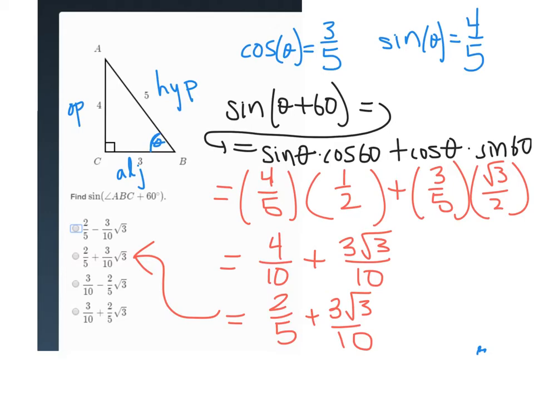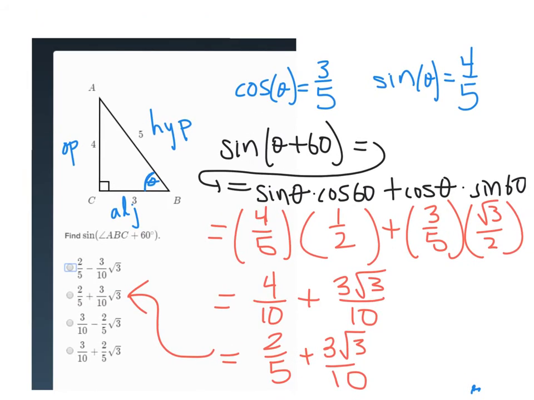So the first thing you want to do is, if this is the angle, this is the adjacent, this is the opposite, this is the hypotenuse, so we can say that the cosine of the angle is adjacent over hypotenuse, so 3/5. And we can say the sine of the angle is 4/5. We don't know what the angle is. We don't care how many degrees or radians it is, but we do need the cosine and the sine of that angle. So the question asks us for sine of the angle plus 60 degrees.